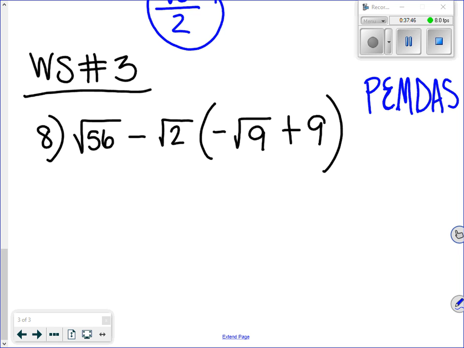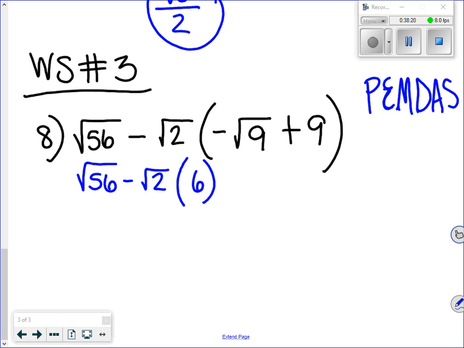So let's do that. I'm going to copy this down. Square root 56 minus square root 2, parentheses. What can I simplify here? Okay, so the square root of 9 simplifies to 3. So this is negative 3 plus 9. Can we go ahead and simplify that at the same time? Okay, so negative 3 plus 9 is just 6. Is that okay that I didn't show the negative 3 plus 9? Everybody with me? Okay.